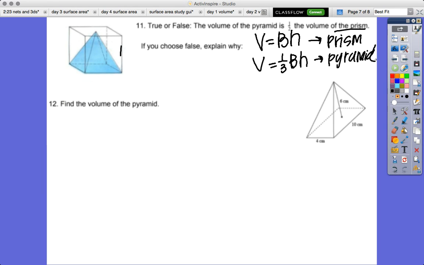So it says that the volume of the pyramid is 1/2 the volume of the prism. That's not true because it's 1/3 the volume of a general prism. So the answer is going to be false, and that's because it is 1/3 the volume of a prism.